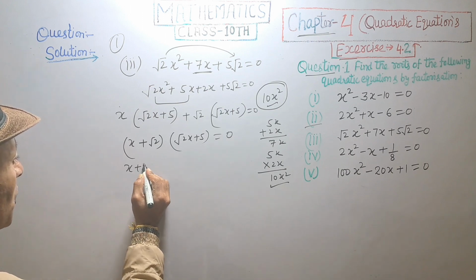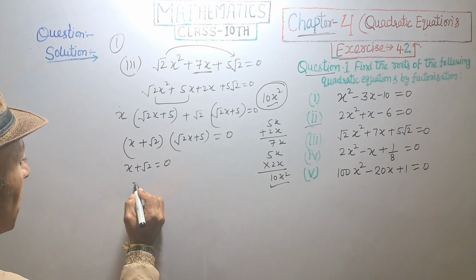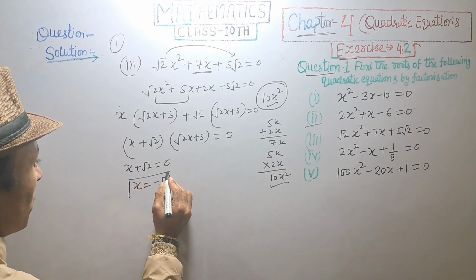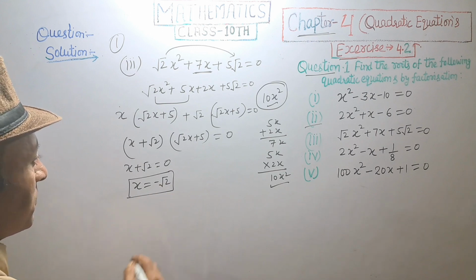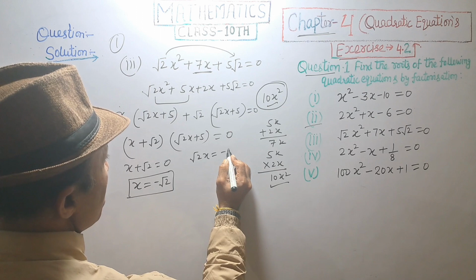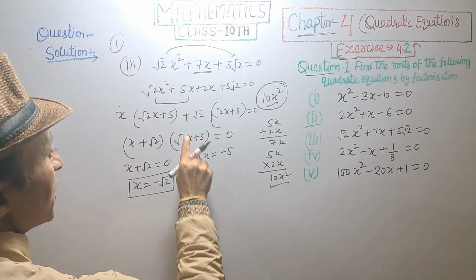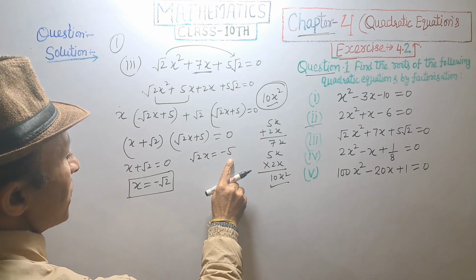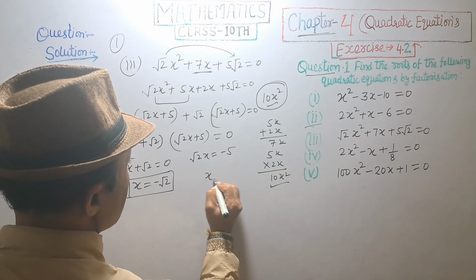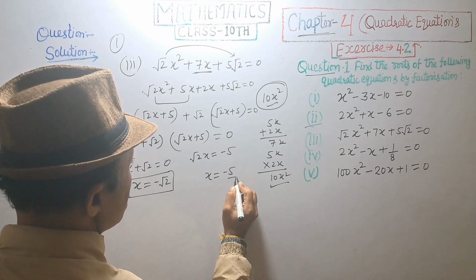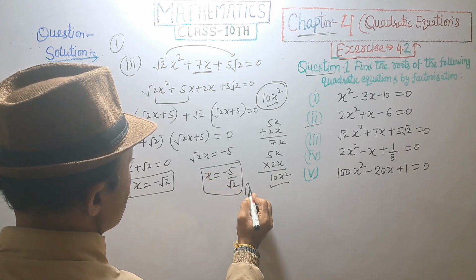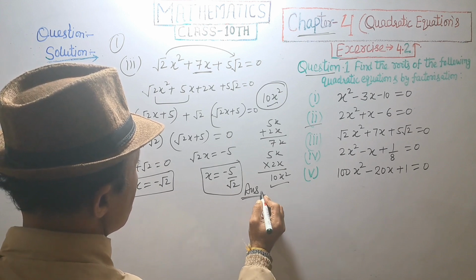x plus root 2 is equal to 0, x is equal to minus root 2. Root 2 x is equal to minus 5. Shifting to the right side, positive 5 will be negative 5, and x is equal to minus 5 upon root 2. Answer.